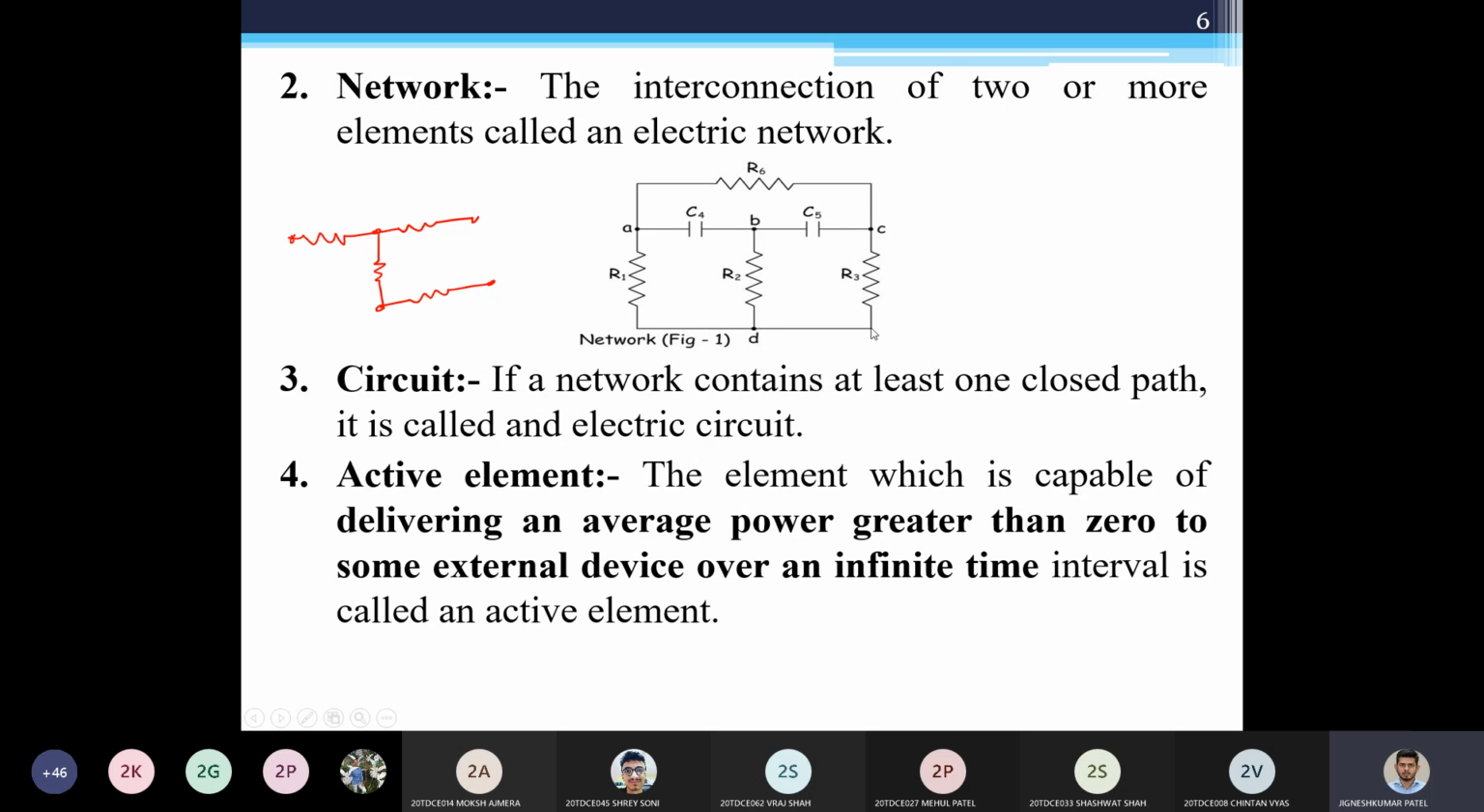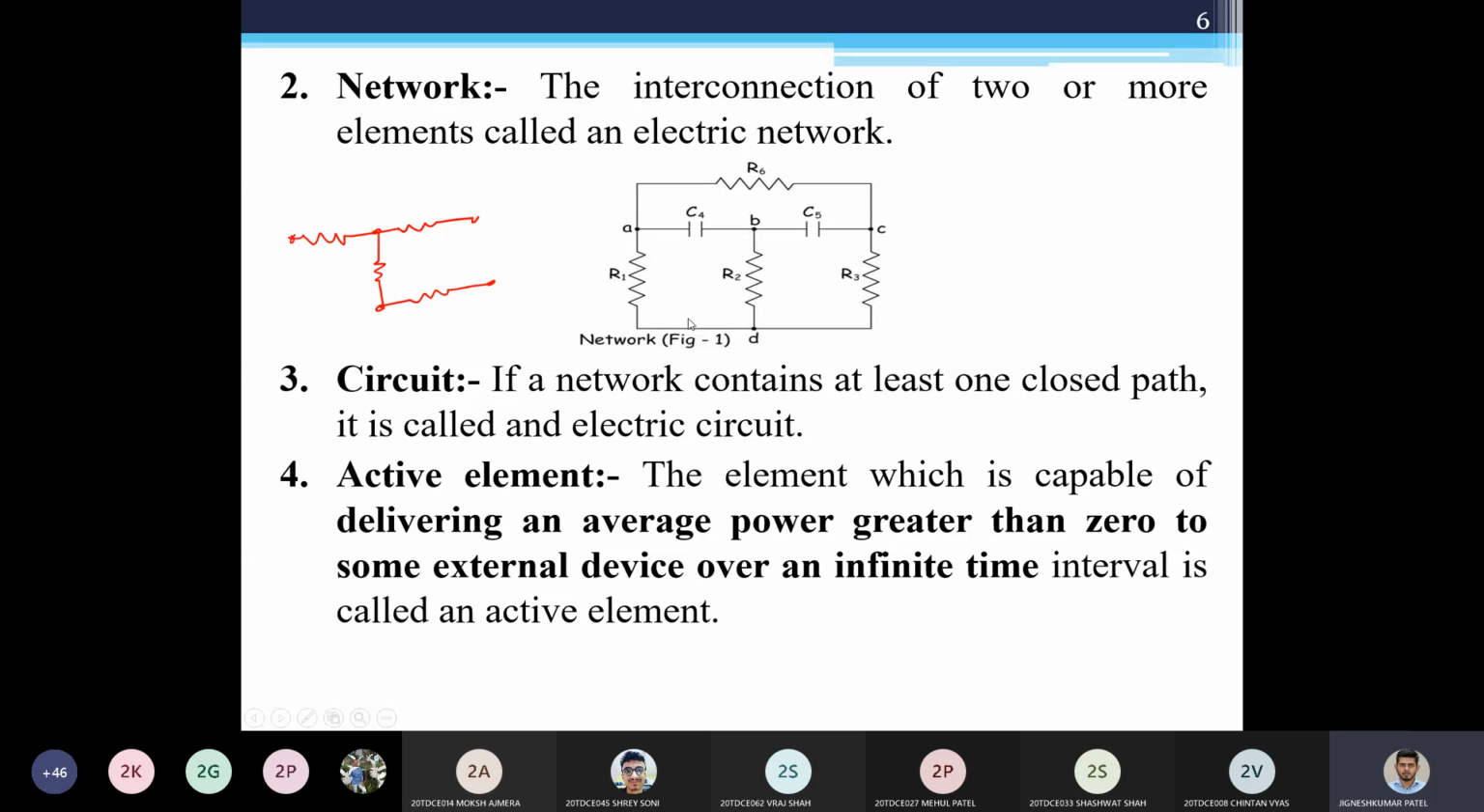An example: if I consider this loop, see my pointer moving over here, this path. If I say this is a loop, I can further divide that loop into two more loops, one being this one and the other one being this one. So the most elementary loops are known as mesh.